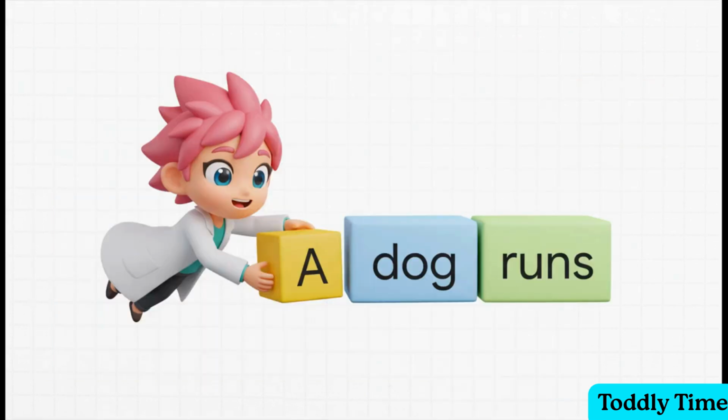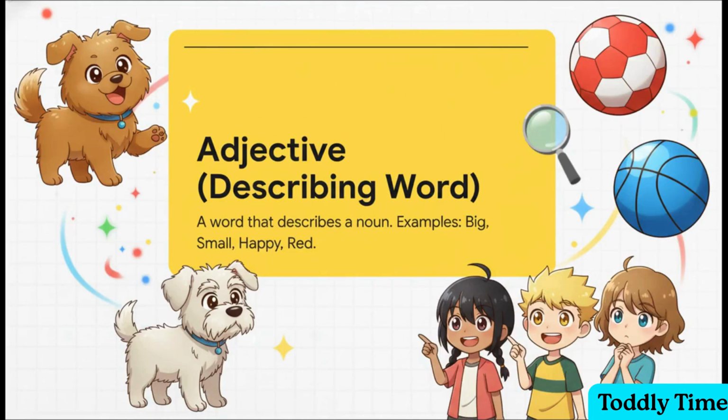Let's go ahead and add an article to our sentence. We can put the article a right before our noun dog. So now our sentence is, a dog runs. See, it's already sounding a little bit better. Next up for adding flavor is the adjective. Oh, these are fun. An adjective is a describing word. It tells us more about our noun.